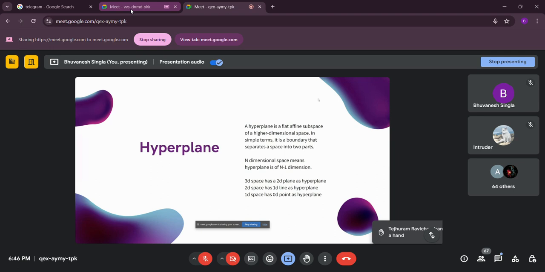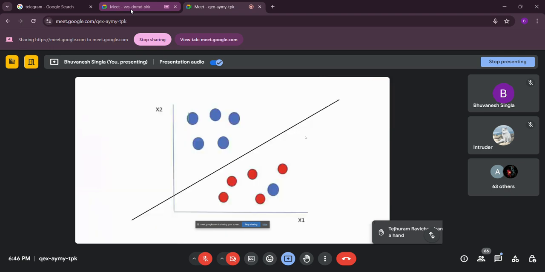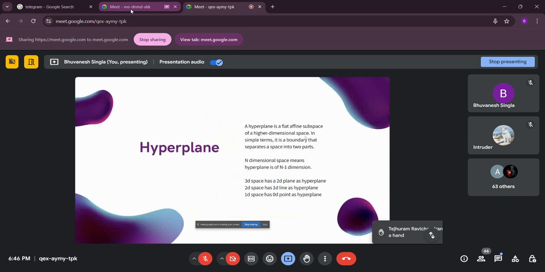If you have an n-dimensional space, you'll have an n-1 dimensional hyperplane. Let's say you have a 3D graph, then you'll have a 2D plane as a hyperplane. If you have a 2D graph such as this, you'll have a 1D line as a hyperplane. And if your space is just a line, then a point would be your hyperplane. Anything left of the point would be one class, and anything right of the point would be your other class.